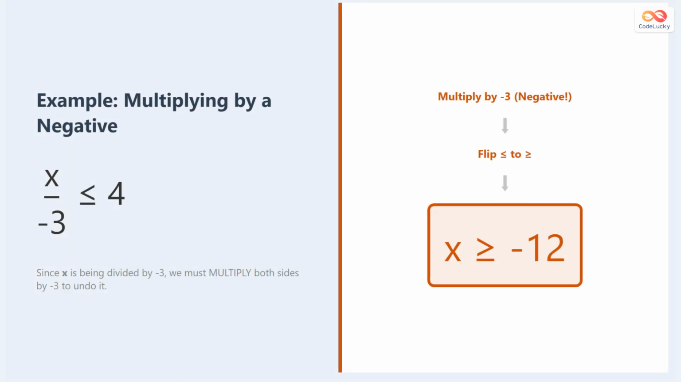This works for multiplication too. Here, x divided by negative 3 is less than or equal to 4. To isolate x, we multiply both sides by negative 3. Since we multiplied by a negative, we must flip the symbol from less than or equal to greater than or equal to. 4 times negative 3 is negative 12. The solution is x is greater than or equal to negative 12.